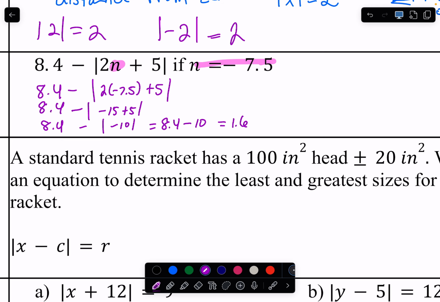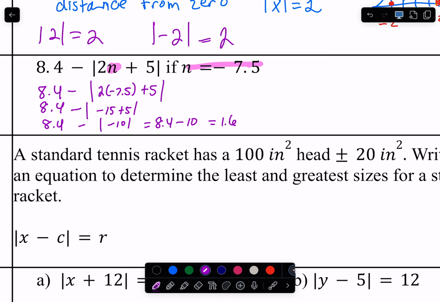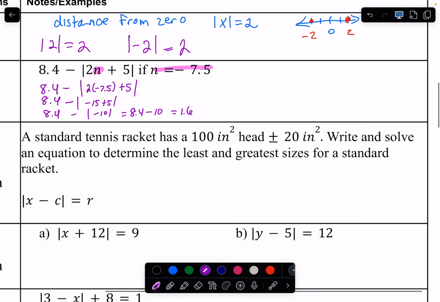So now let's look at where we have more of a context. Now, absolute value is used a lot for what's called error. So if you have this plus or minus error here, absolute value is used quite a bit, okay? So let's read the question and then we'll talk about what's what. It says a standard tennis racket has 100 square inches head and 20 square inches, or plus or minus 20 square inches. So that means that the top of the tennis racket should cover an area of 100 square inches, but it's a plus or minus 20, so it might be a little smaller, it might be a little bigger.